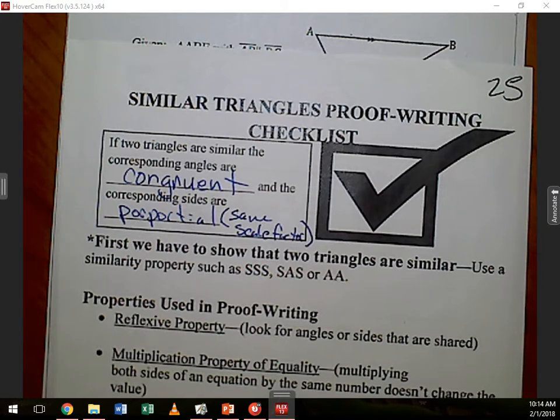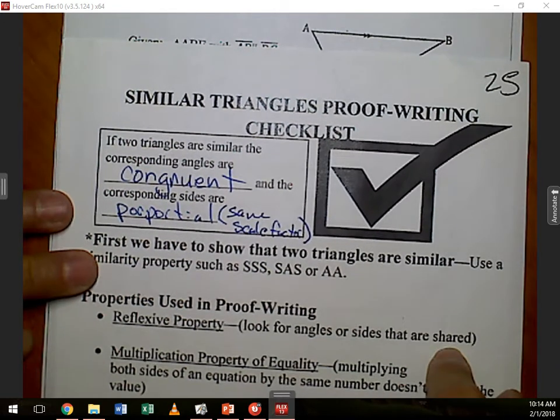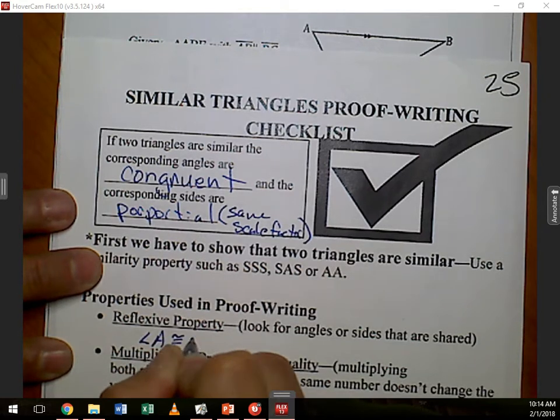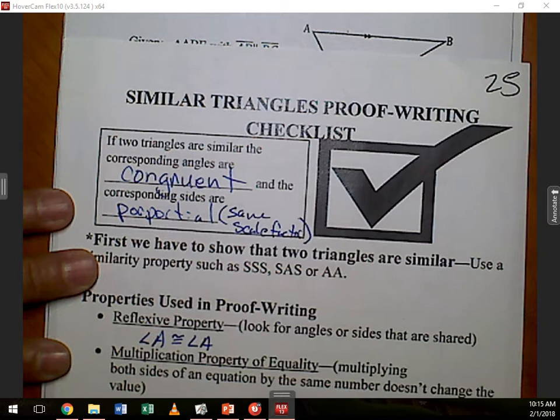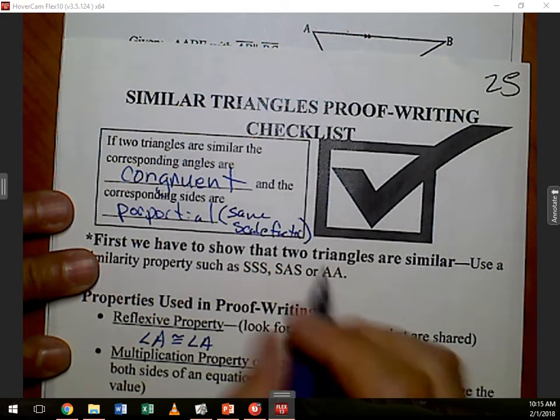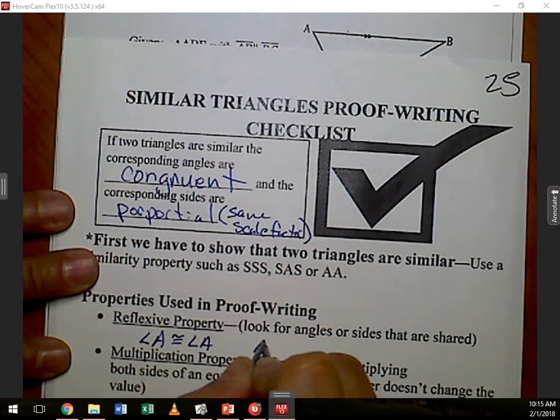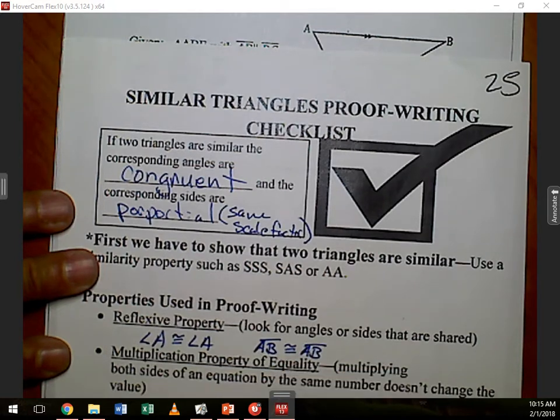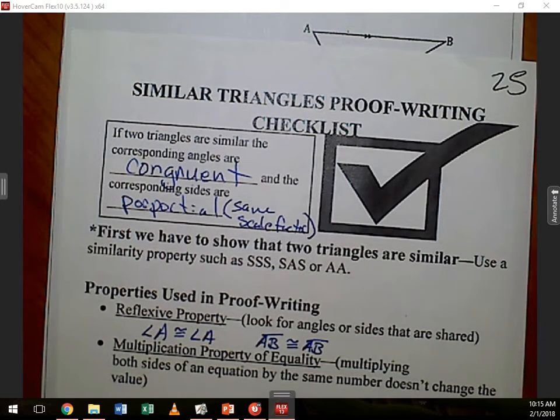Okay, so I'm going to review what we've done for the reflexive property. Reflexive property: look for angles or sides that are shared. So if I had angle A congruent to angle A, that one's going to be reflexive, right? Or if I had line segment AB congruent to line segment AB, that's a reflexive property, when I'm talking about the same thing in two different shapes.